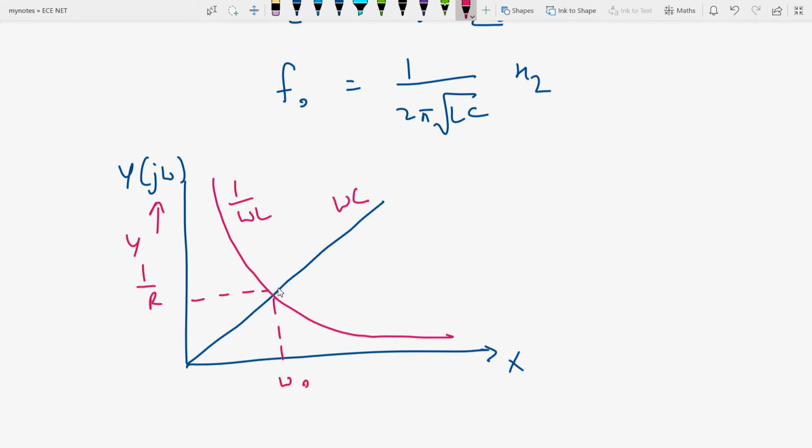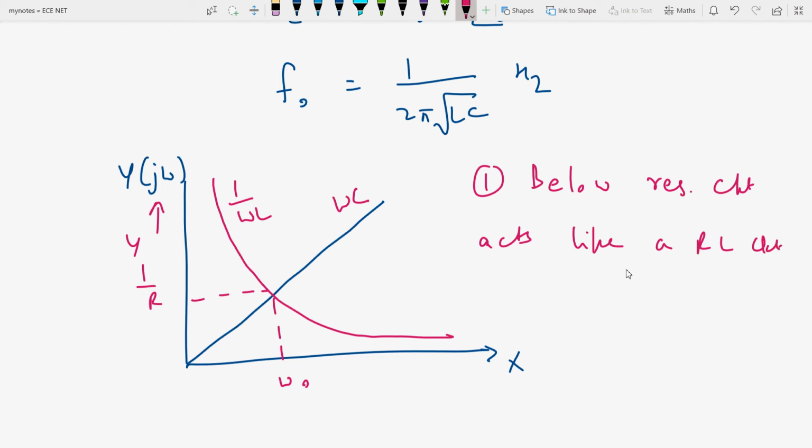Now see the conditions here. See what is happening here. First, below resonance, the circuit acts like an RL circuit. That means this omega is less than omega naught. You know omega naught is the resonant frequency. That means it is having lagging power factor, lagging PF.